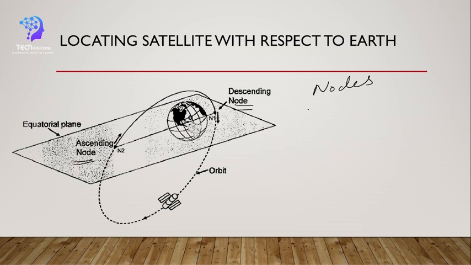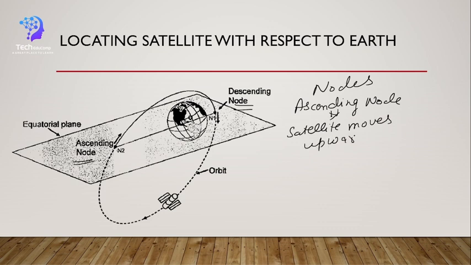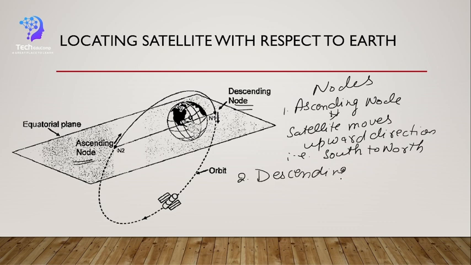Now what is the ascending node? Ascending nodes are the ones where the satellite moves in the upward direction, that is from south to north. The second one is the descending node. This one is the opposite of the ascending node. This one is when the satellite moves in the downward direction.